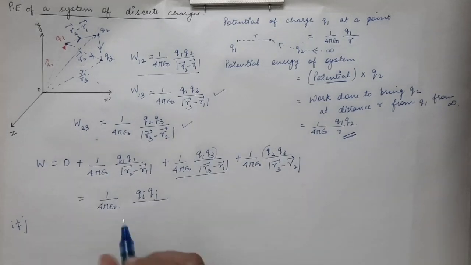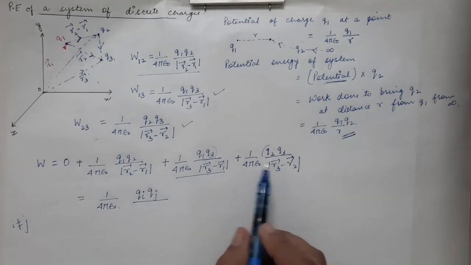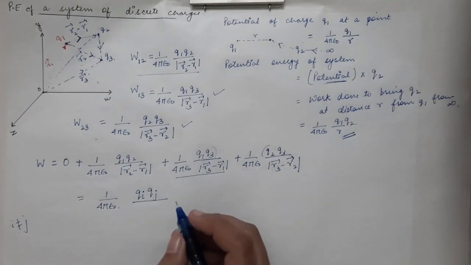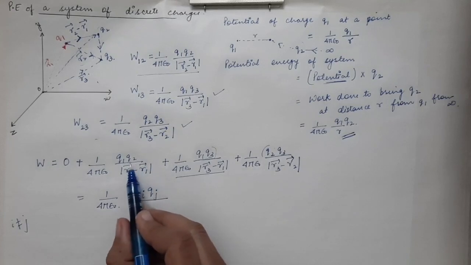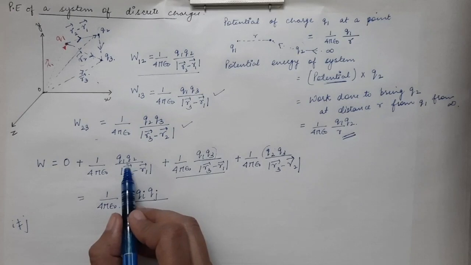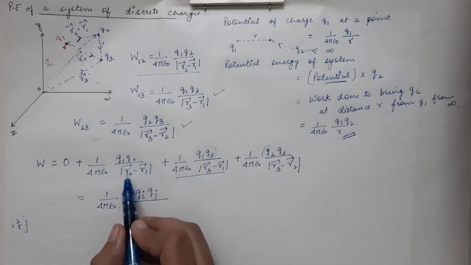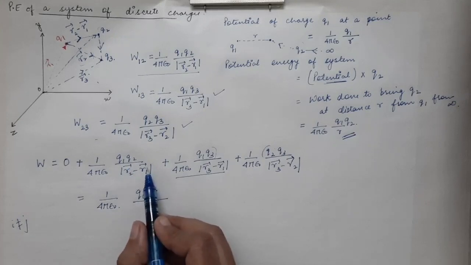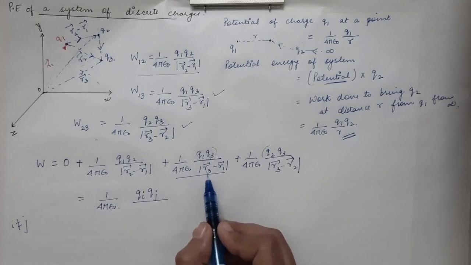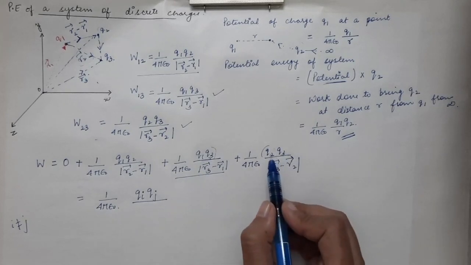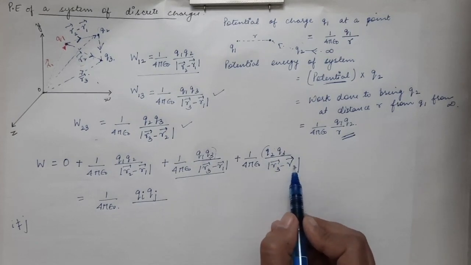So now we are writing the general expression. This is the amount of work done, and now we are just generalizing it. In the denominator you have r2 vector minus r1 vector in the first case. You can see over here that when you have q1 into q2, in the denominator you have r2 minus r1, and when you have q1 and q3, then you have r3 and r1. In the last term you have q2 and q3, then you have r3 and r2.